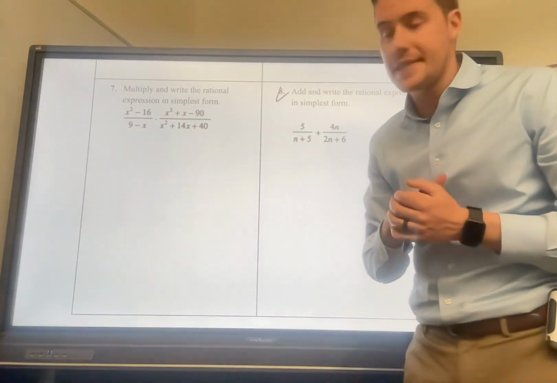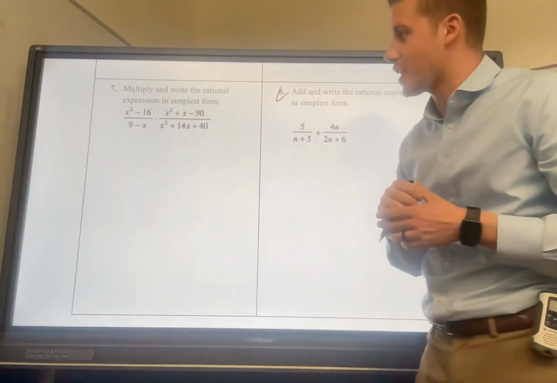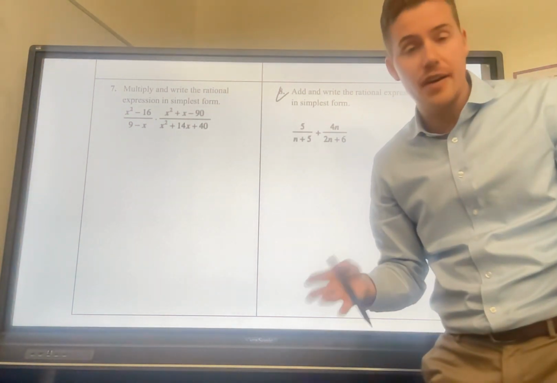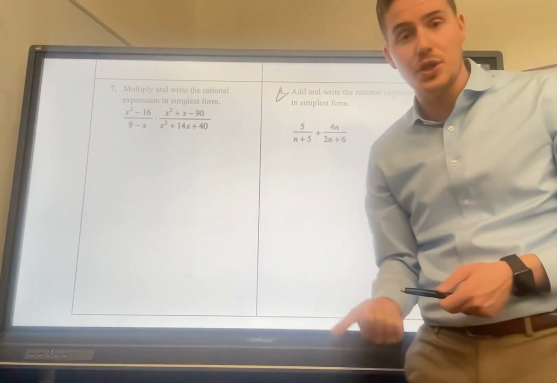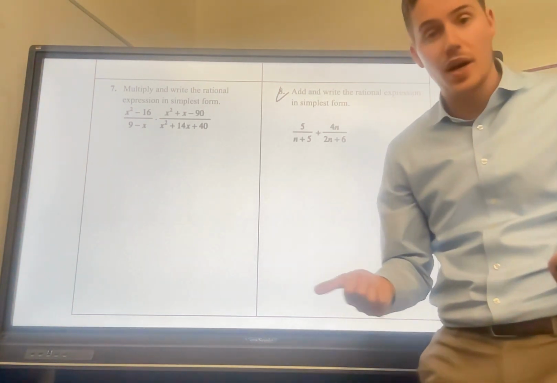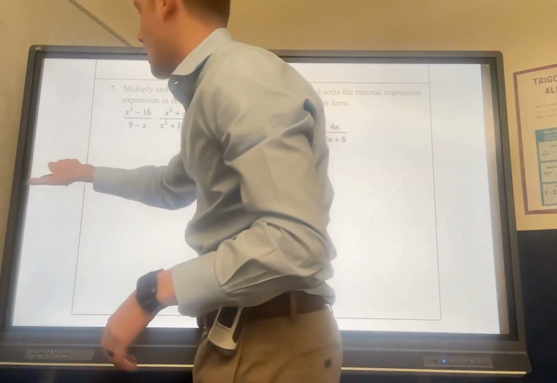All right, looking at question 7, I'm multiplying a rational expression. In order to do question 7, you got to be really good at factoring, okay? So to start, you need to know the difference of squares. If you don't know what difference of squares is, go look at some practice on difference of squares.